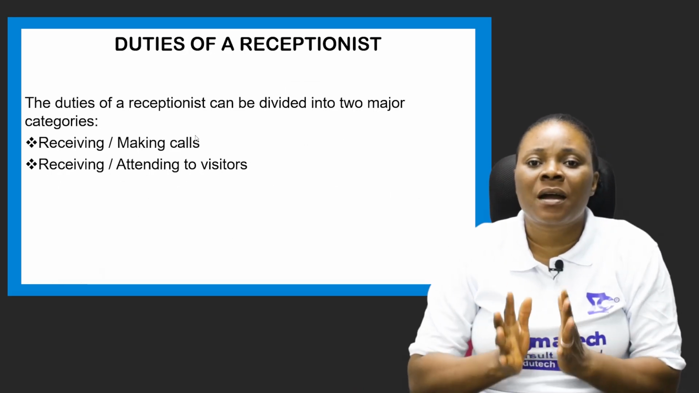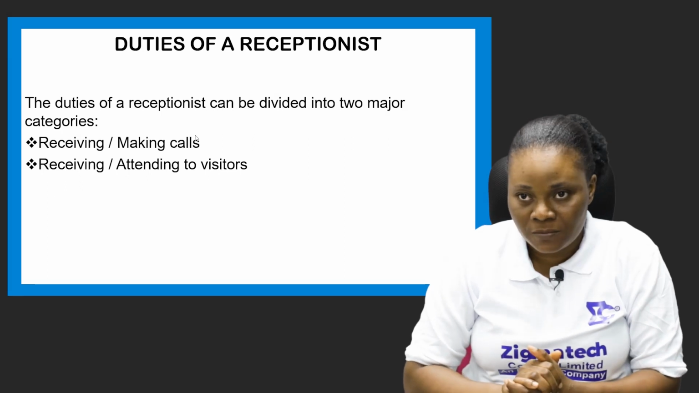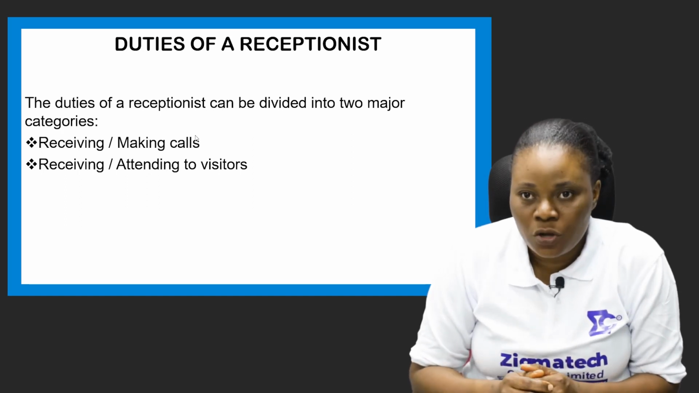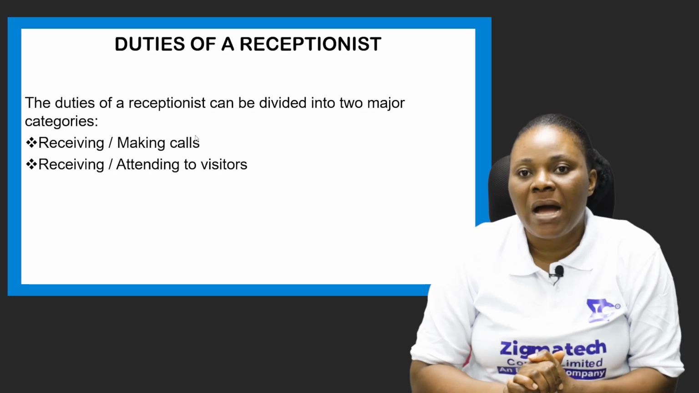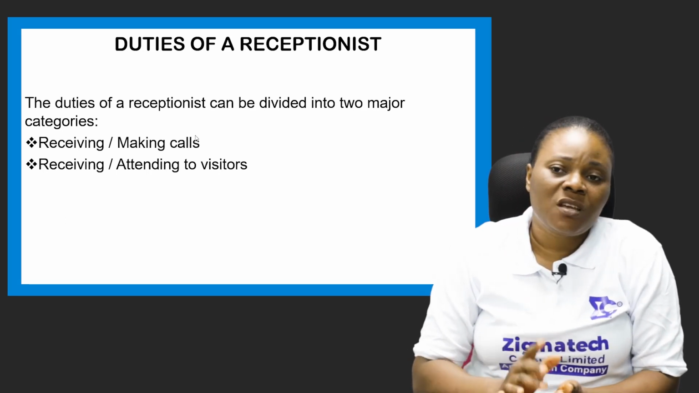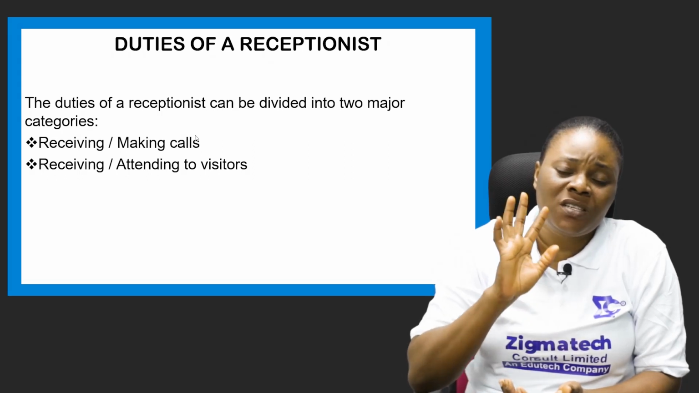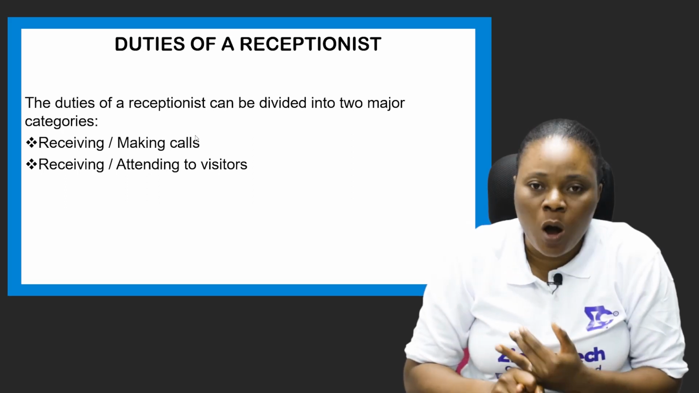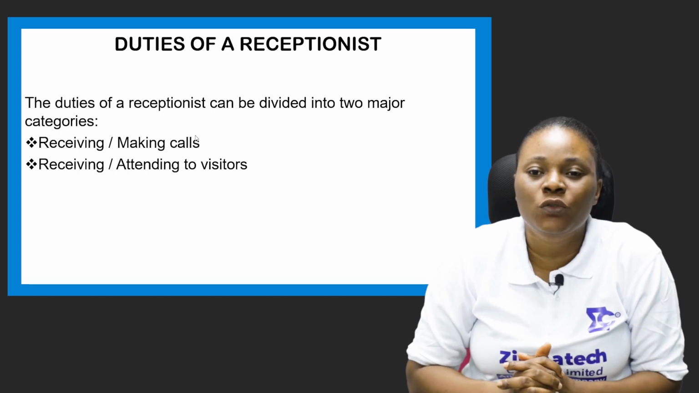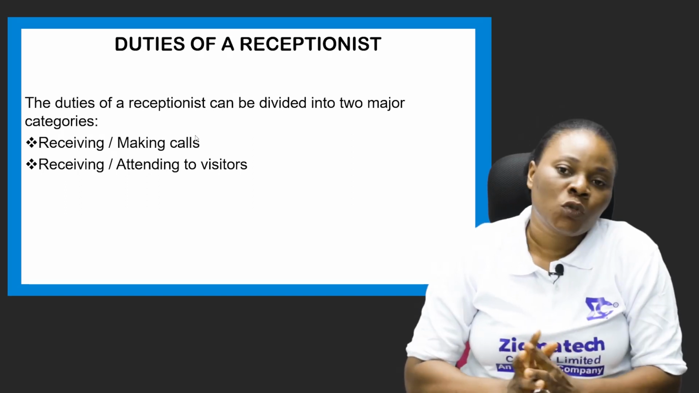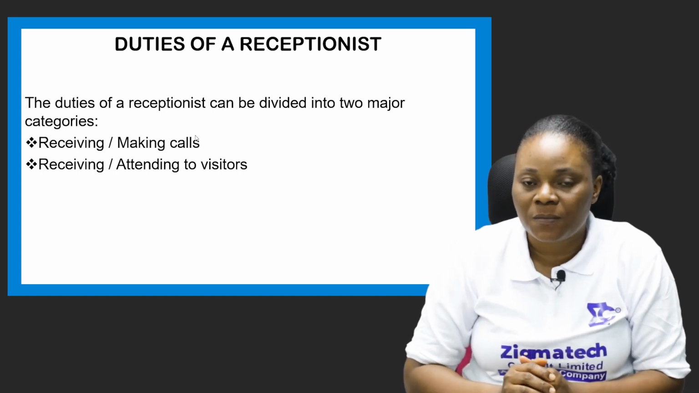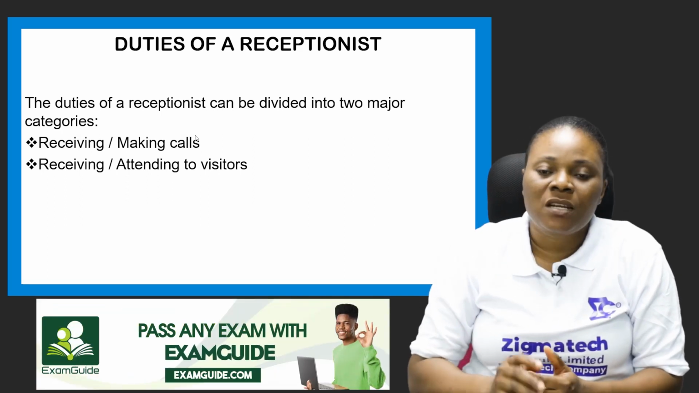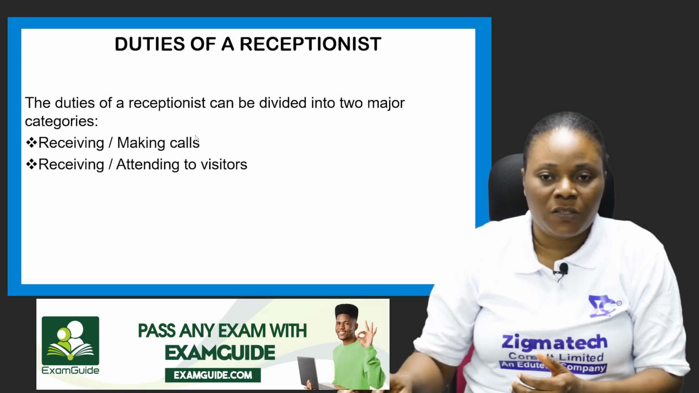Now let's identify the major duties of a receptionist. A receptionist has been employed into an organization to represent the organization. What are the major duties carried out by the receptionist? The duties of a receptionist are centered around two major activities: receiving and making calls, and also receiving and attending to visitors. Two major duties of a receptionist: number one, receiving and making calls; number two, receiving and attending to visitors.